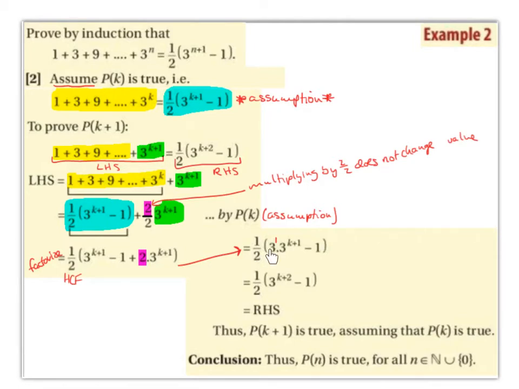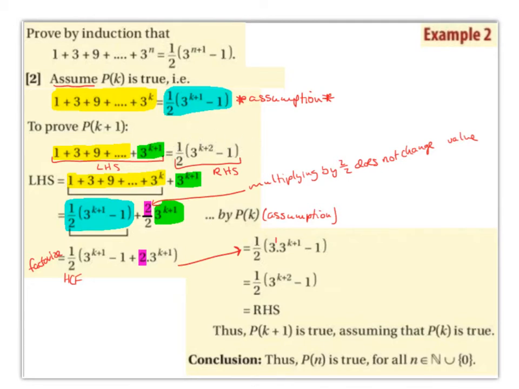Now 3 is also 3 to the power of 1. And since we're multiplying powers by the same base, the base of 3, we add the powers. So 1 plus k plus 1 is k plus 2. So we have 3 to the power of k plus 2, and we bring down the minus 1, and we still have the half stuck on as well. So we have a half times 3 to the power of k plus 2 minus 1, which is equal to the right-hand side, which is up here.